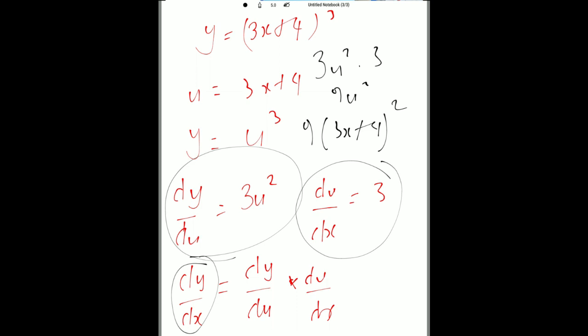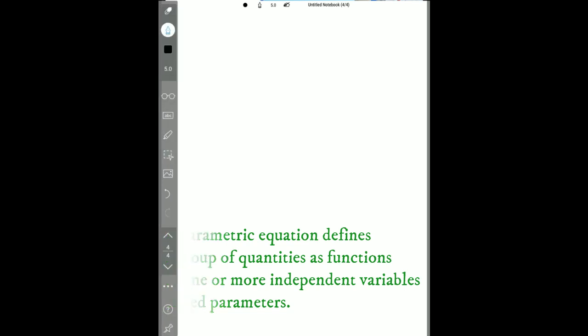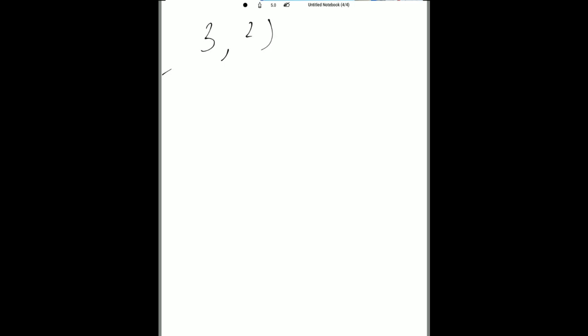Now, one very good application of chain rule is this when it comes to the solving of parametric equations. So normally, a coordinate is defined by 3, 2. That is an example of a coordinate where 3 would be the x value and 2 would be the y value. But there are times when we do not define coordinates like that. Rather, we use parameters to define coordinates.